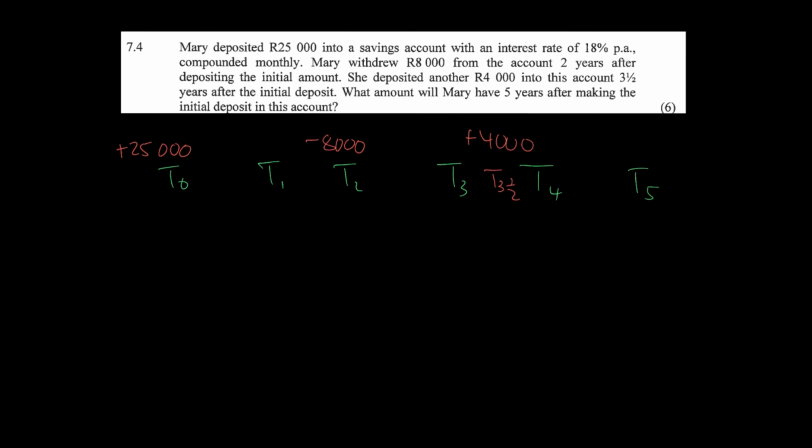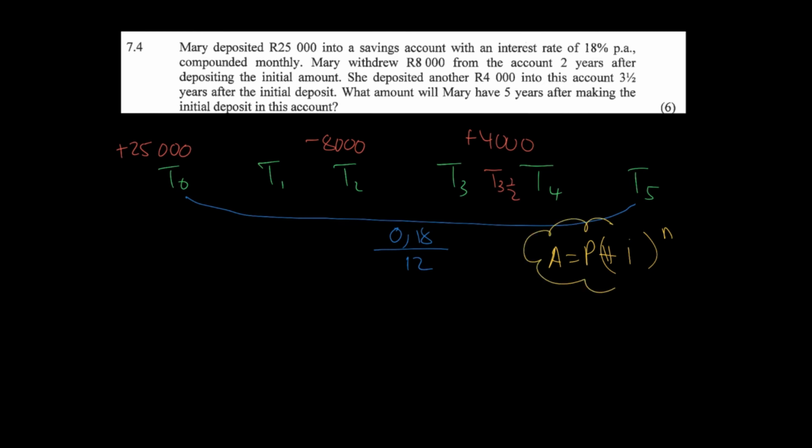The interest rate, we note, does not change over the entire 5-year period. It's always charged or given as 18% per annum compounded monthly. So let's write that down. That does not change from the beginning through to the end. So 18% per annum compounded monthly, 18 divided by 100 and then divided by 12. Again, we're going to use compound interest. A equals P(1 + i)^n in order to describe the growth of Mary's investment.